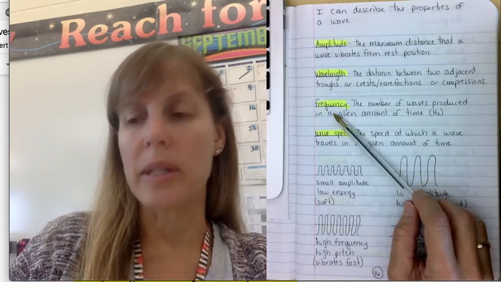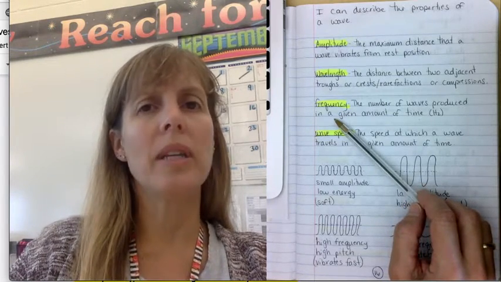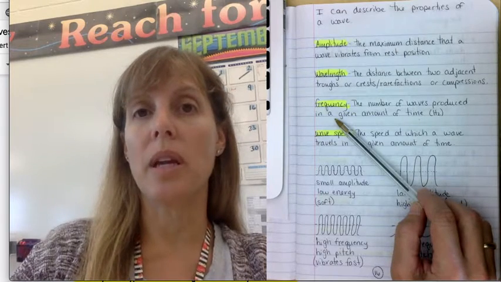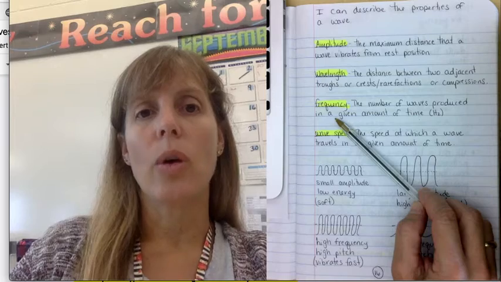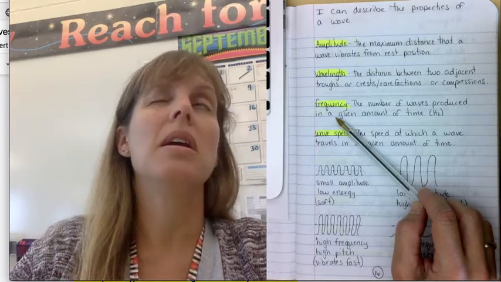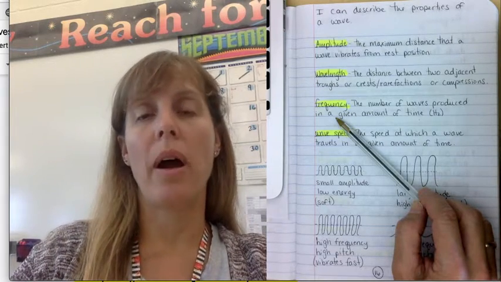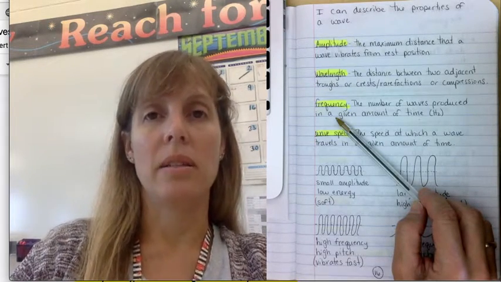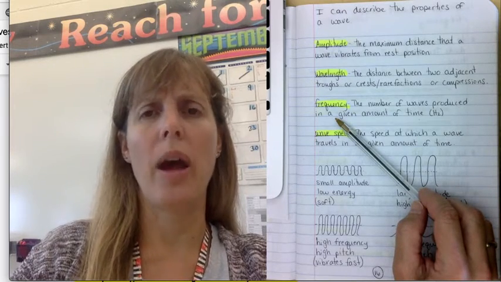For frequency, this is again the number of waves produced in a given amount of time. So I'm just going to use water waves again for that example. So frequency just means how many waves roll up onto shore in a minute. So maybe it's 15 waves roll up onto shore in a minute for a regular ocean pattern, okay?